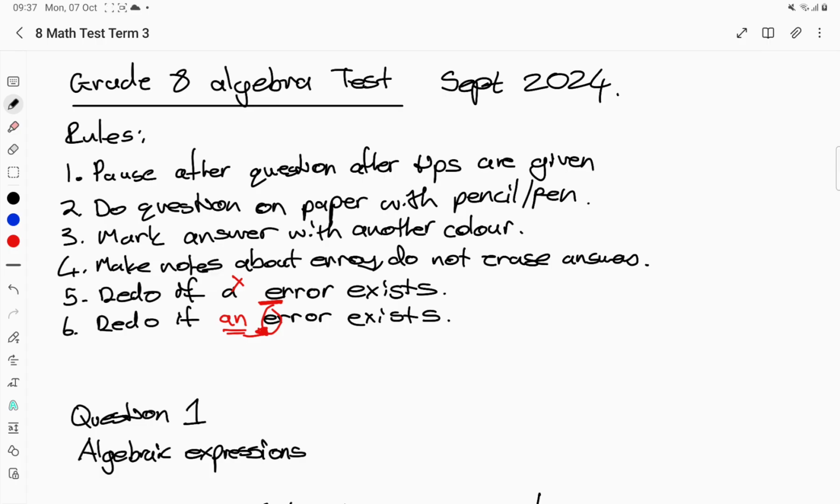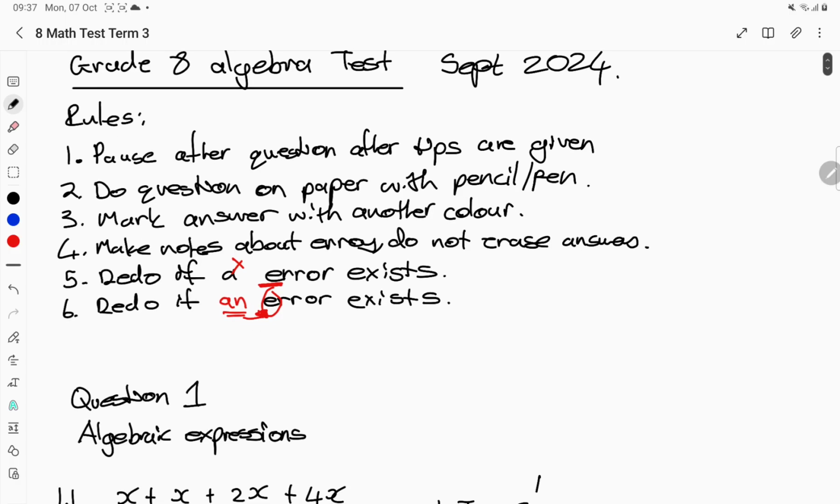Number three, you mark the answer with another color. Number four, you make notes about your errors. Do not erase your answers. And number five, you do it if an error exists. And I'm just showing the example of how it's done. You show it wrong and you make your corrections. So in English, obviously, we use "an" before a vowel sound.